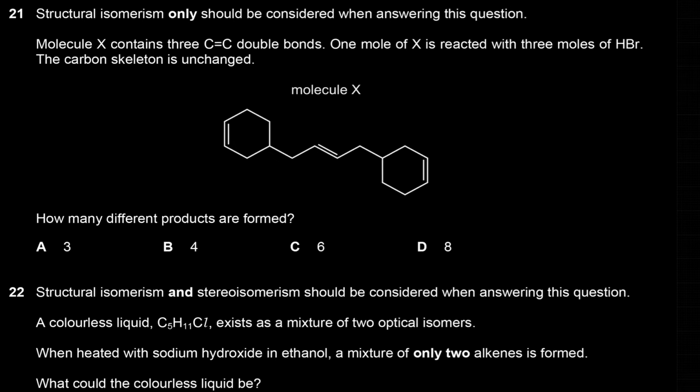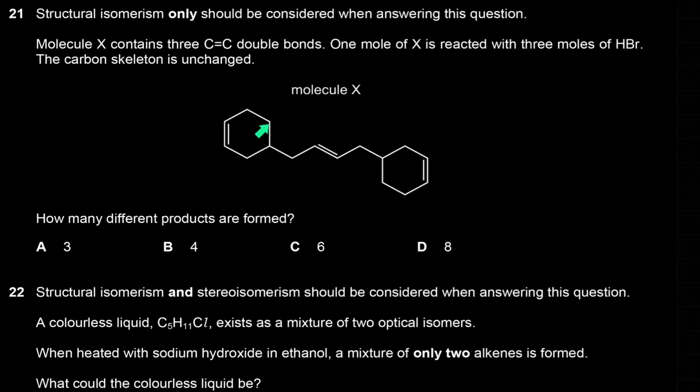Structural isomerism only should be considered when answering this question. Molecule X contains 3 carbon-carbon double bonds. 1 mole of X is reacted with 3 moles of HBr. The carbon skeleton is unchanged. How many different products are formed?